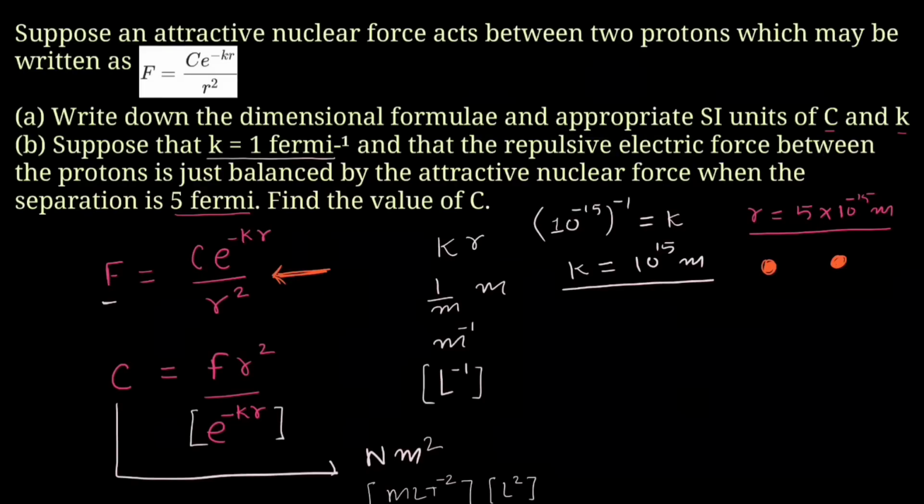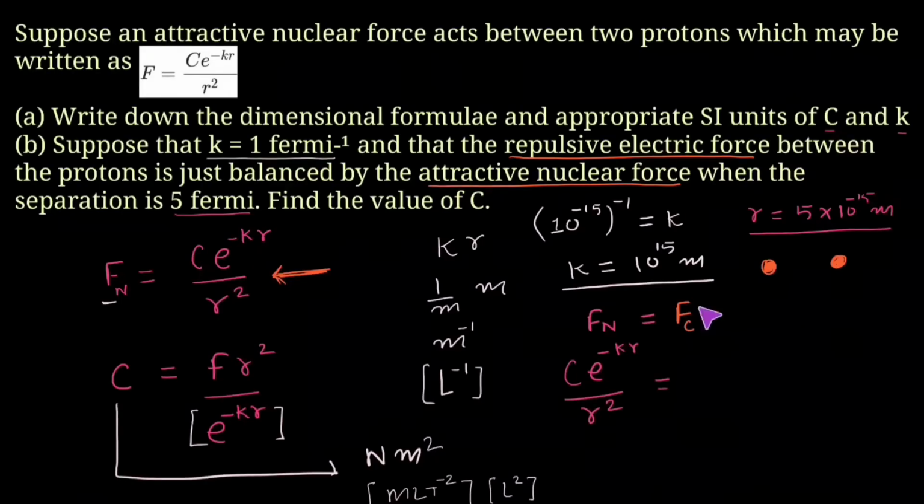So all we have to do is equate the electric force with the nuclear force, and we have to put the value of K as 10 power 15 and the value of r is also known to us. So let's equate the repulsive electric force with the attractive nuclear force. The formula of nuclear force is given to us in the question. So let's say this is Fn. This Fn is balanced by the repulsive electric force. This is Fc, that is the Coulomb force between these two charges. The formula of Fn is C e power minus Kr divided by r square.